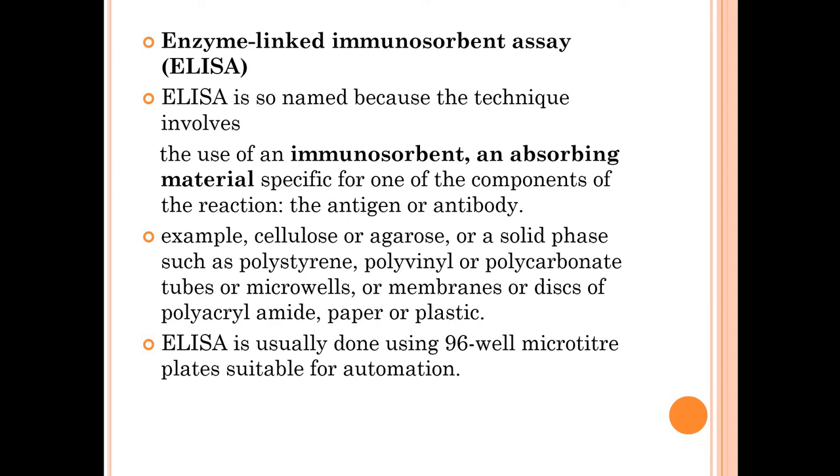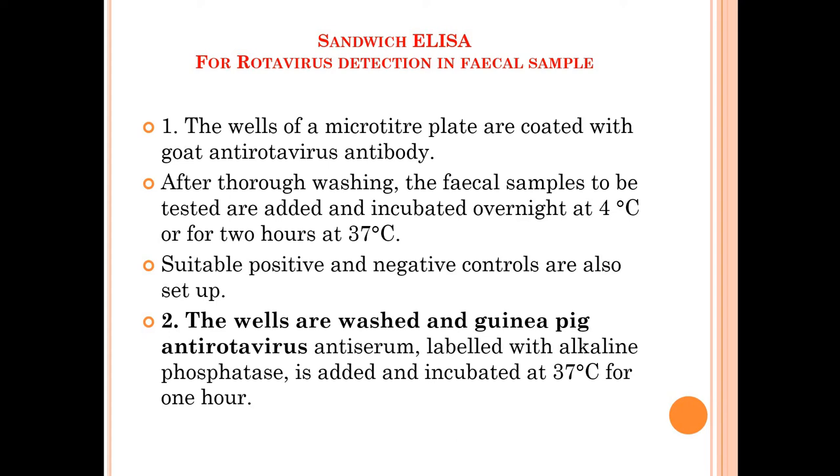In this, there may be the use of a variety of adsorbing materials such as cellulose or agarose, or a solid phase such as polystyrene, polyvinyl or polycarbonate tubes or microwells, or membranes or discs of polyacrylamide, paper or plastic. The ELISA test is usually done by using 96-well microtiter plates, right? These are suitable for automation. We'll see the different types. There are different types of ELISA tests.